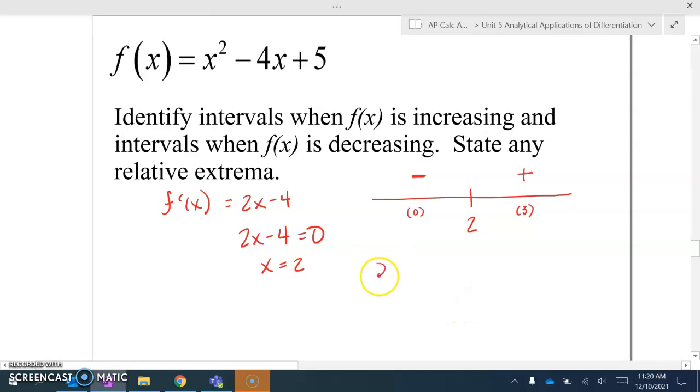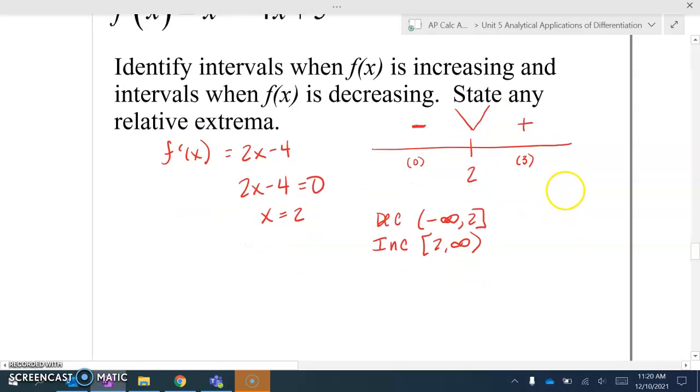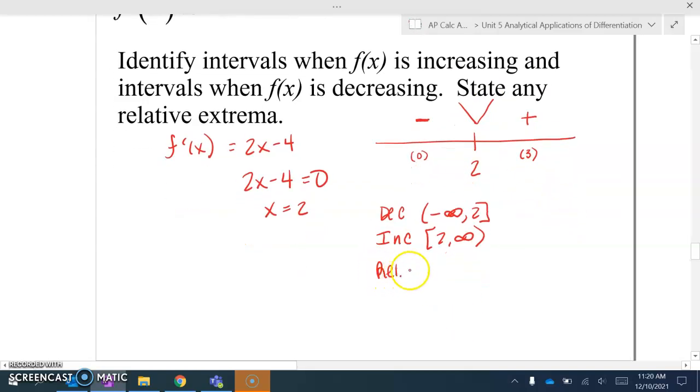So if we have negative slopes, that means we're decreasing from negative infinity to 2. Then when we have positive slopes, that means we're increasing from 2 to infinity. If we decrease and then increase, that means that we have a relative minimum at that x value of 2.